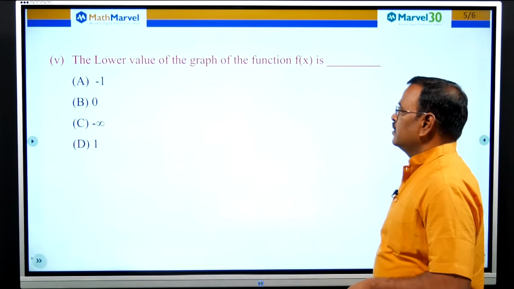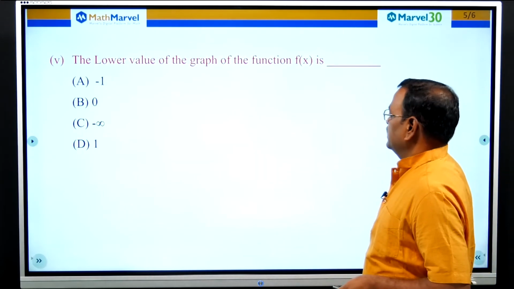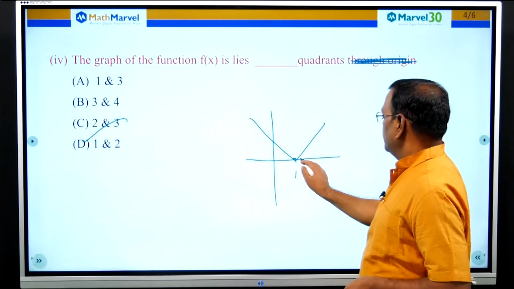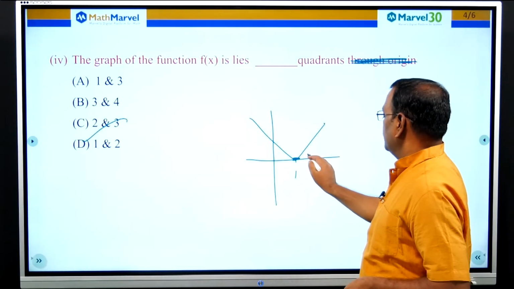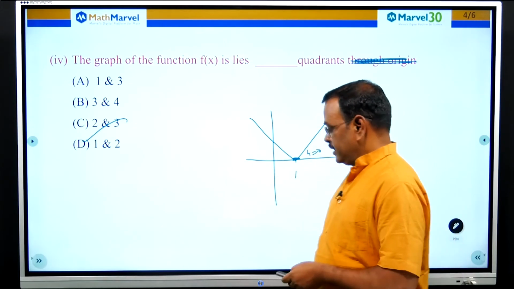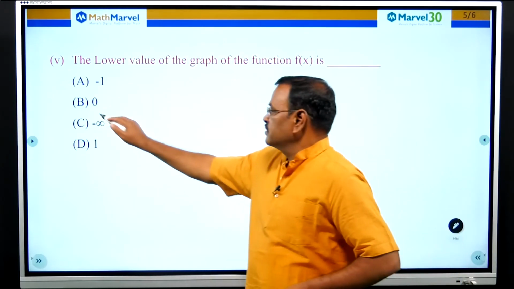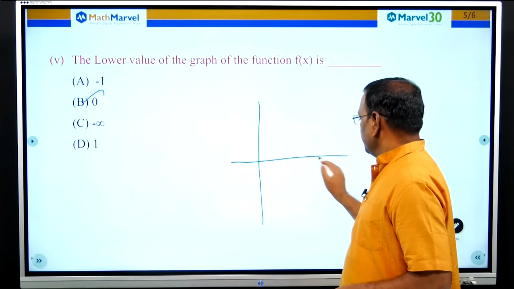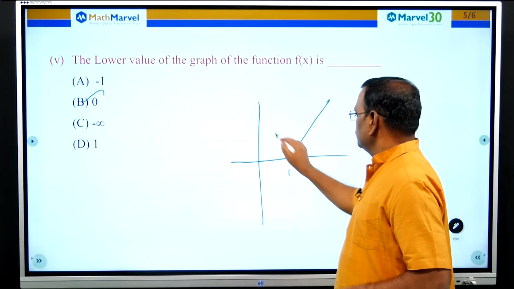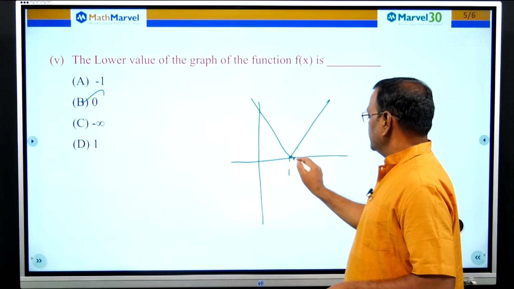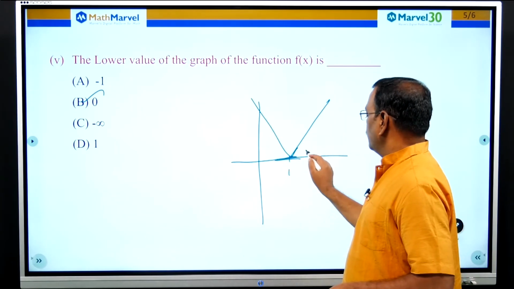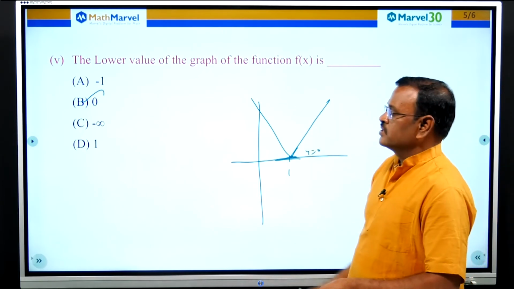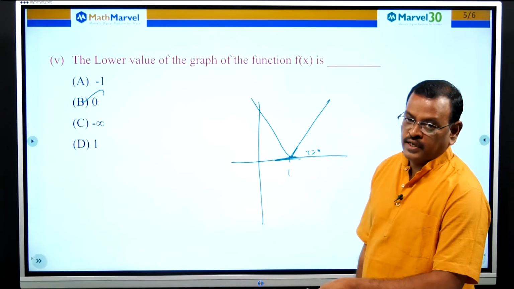Last, the lower value of the graph of the function is dash. What is the lower value of the graph of the function? Bottom of the graph is y equal to 0, and hence the answer is 0. Lower value means the value of y. See here, this is 1, this is the lower value of this graph, and it is nothing but y equal to 0, touching the x axis, and hence the bottom of the vertical length is y equal to 0.